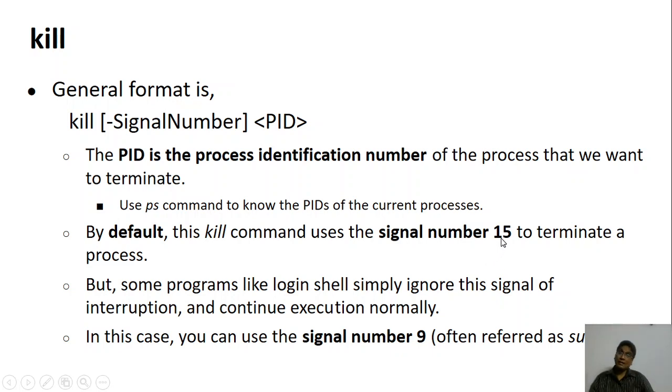15 is just going to the process and asking, can you please terminate? So the process may say, no, I am not interested in terminating. In that case, the process will simply continue. 9 means just go and cut that process. Don't ask anything, just cut it out and say you are out. So it is a harsh way of terminating.